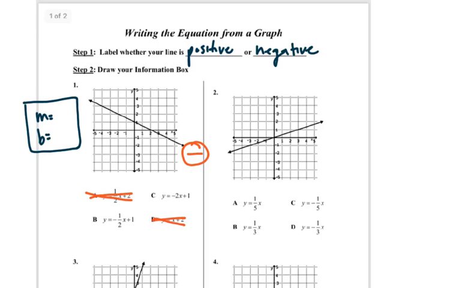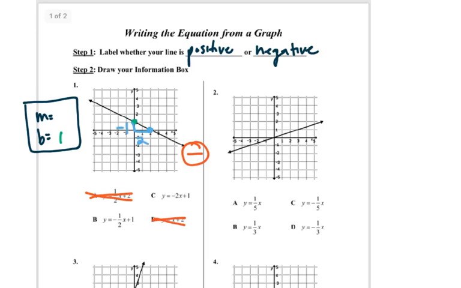In my information box, I like to begin with my y-intercept. That's the number, positive 1. Then I like to move to my next perfect point. Here it is. That crosses the corner of the box. So to get from my y-intercept to that next perfect point, it falls down 1 and over 2.